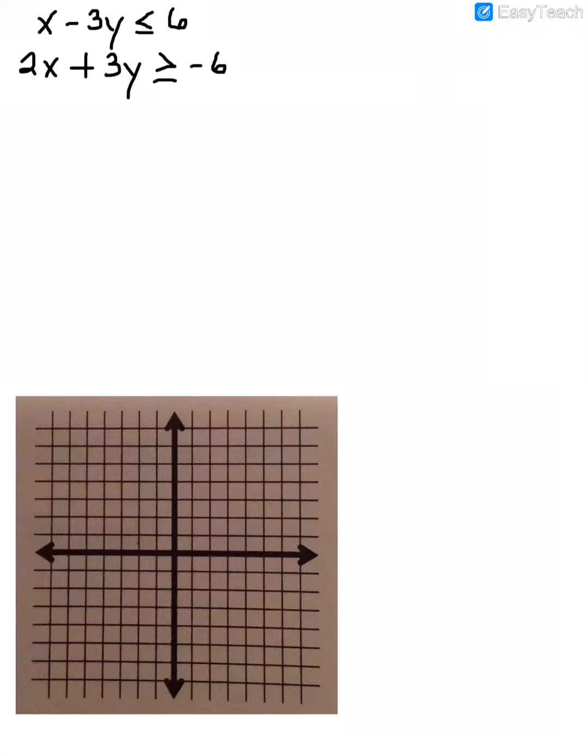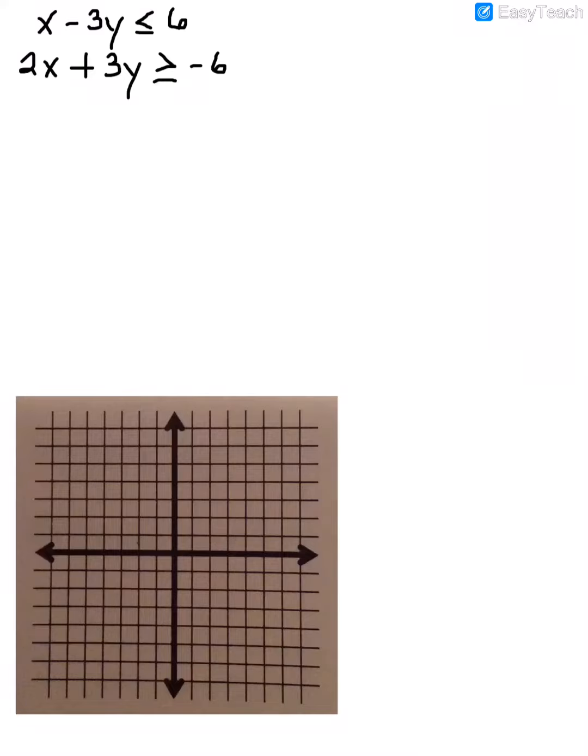Graphing systems of inequalities. A system of inequalities just means two or more inequalities that are graphed on the same Cartesian coordinate system. This is an example of a system of inequalities. Both of these inequalities are linear, and I know that because none of the variables are raised to any power other than 1. So I'm going to take each inequality separately and graph it.